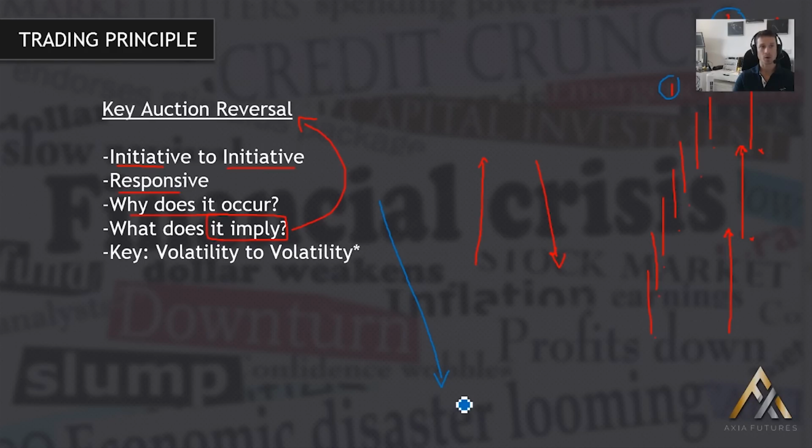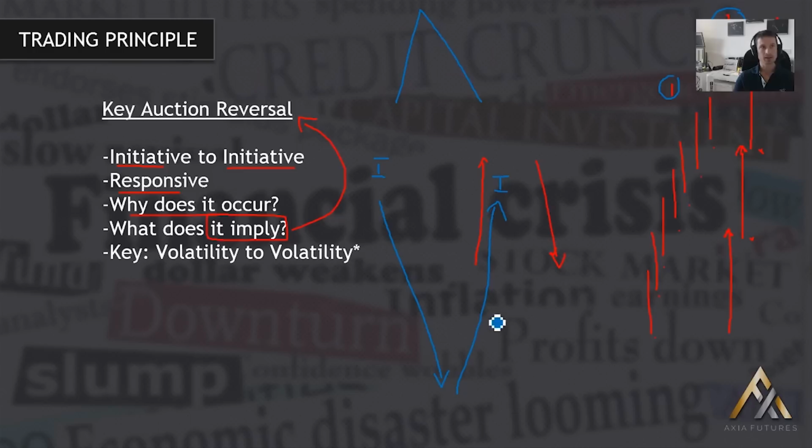Okay, so we get initiative in one direction, but then we get an equal and opposite in the other direction. Okay, so what we call this is a V-shaped reversal, or inverse if it's to the other side. But in essence, what you're getting is you're getting initiative followed by initiative. Now, it's very unusual to see initiative by initiative.